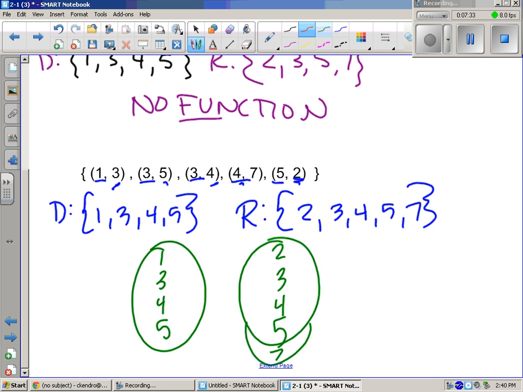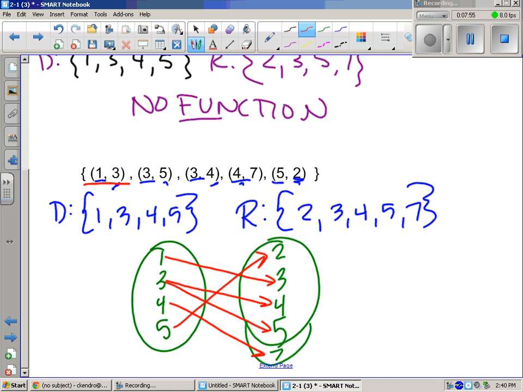Let's show our matches. So in the first ordered pair, I need to put my 1 with my 3. So I'll have an arrow going from 1 to 3. The next one, 3 should be matched up with 5. And the next one, 3 is matched up with 4. So I'm going from the same x value. Next I have 4 with 7. And lastly, 5 is with 2.